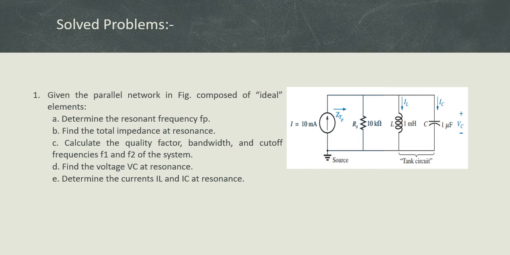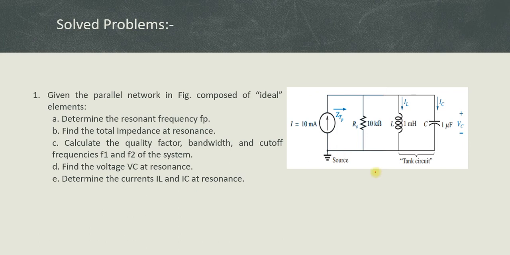The first problem: given the parallel network in the figure composed of ideal elements, first determine the resonant frequency Fp and find the total impedance at resonance. Calculate the quality factor, bandwidth and cutoff frequencies F1 and F2 of the system, and find the voltage Vc at resonance. Then determine the currents IL and IC at resonance.